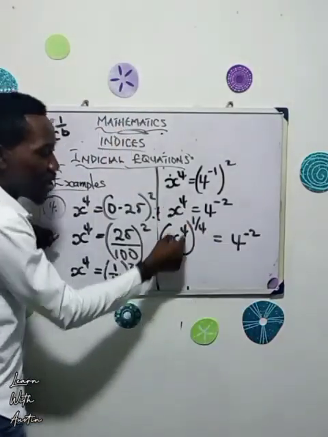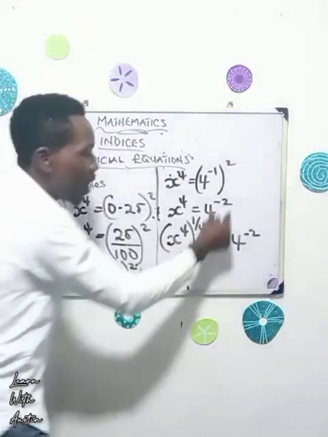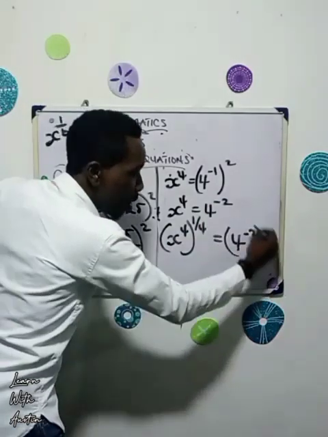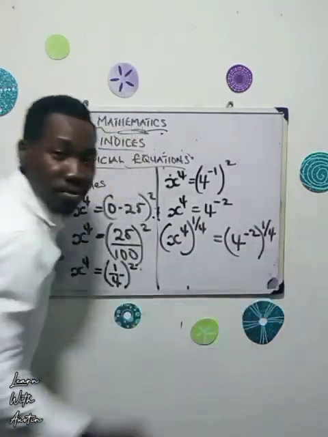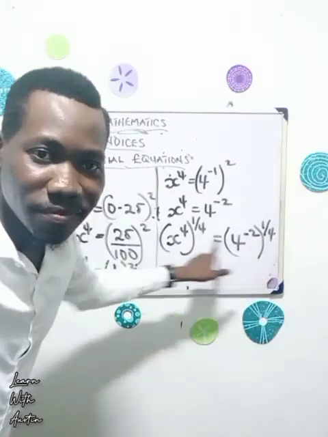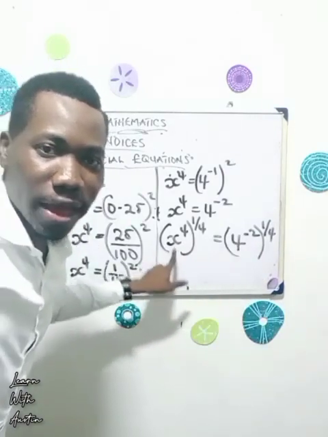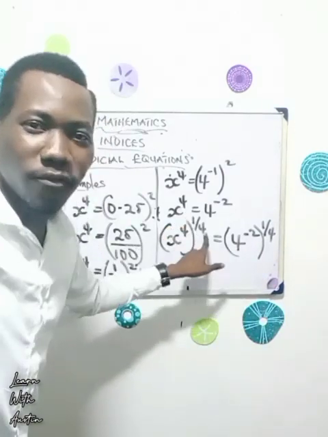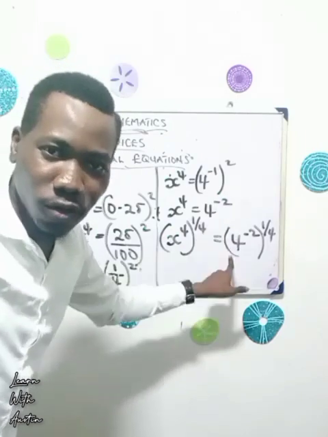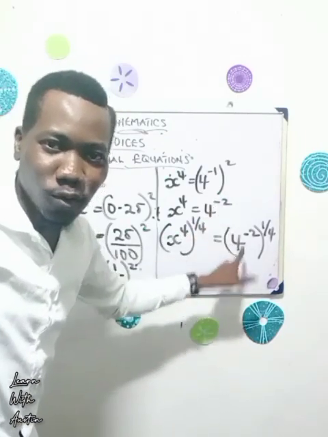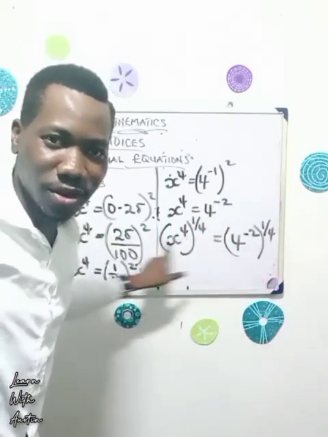This is our number here, raised to the power of 1 over 4, and this is our number here, raised to the power of 1 over 4. So that's what we did. So x raised to the power of 4, raised to the power of 1 over 4, equals 4 raised to the power of minus 2, raised to the power of 1 over 4. That's what we did here.